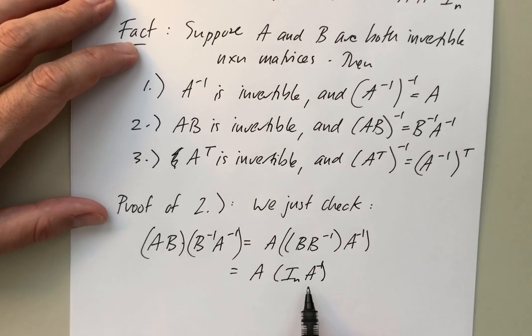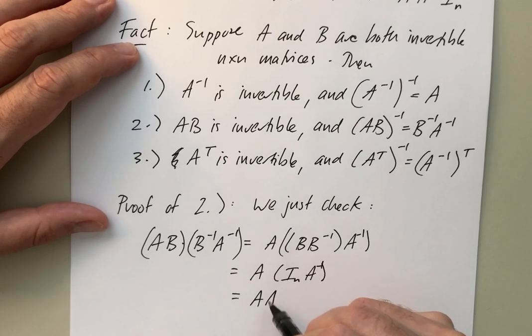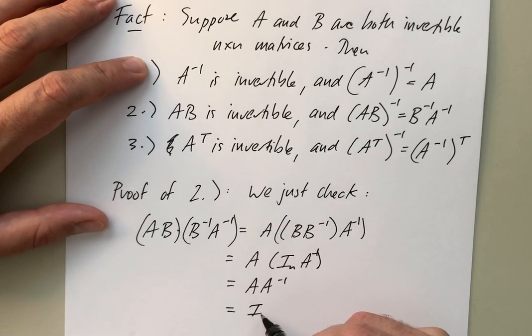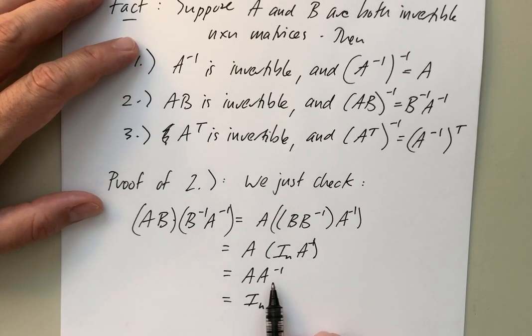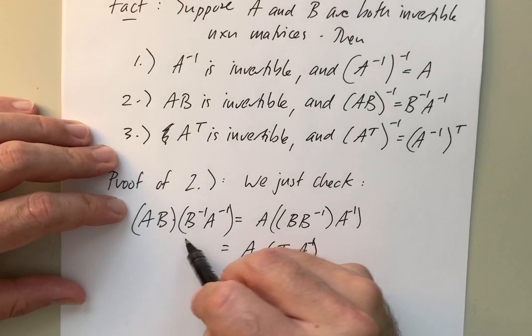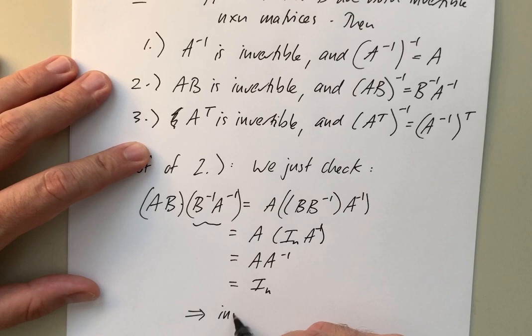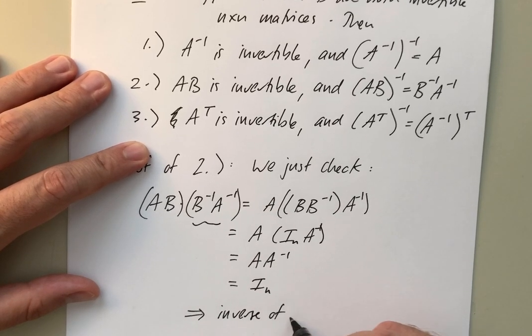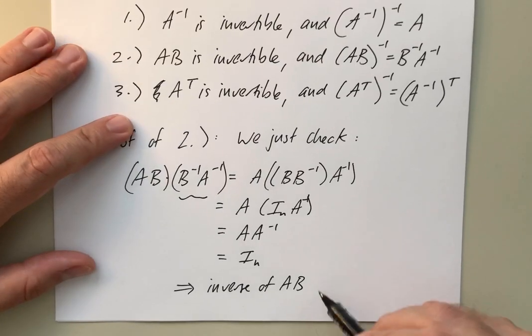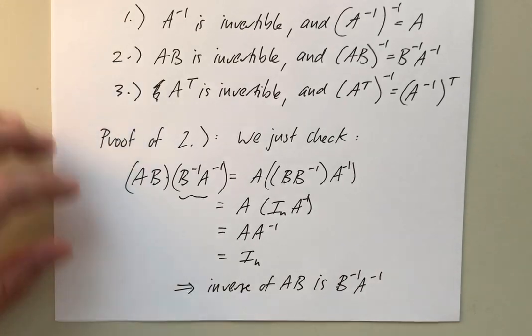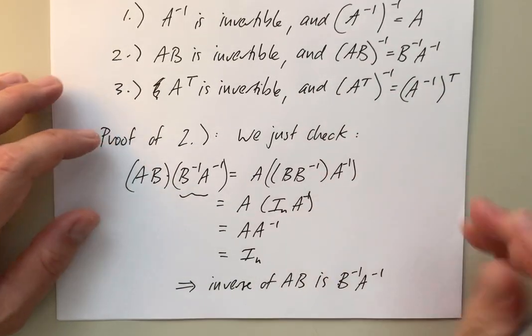What's the identity times A inverse? That's just A inverse, because we know that identity times anything is what you had. And then this is the identity because it's A times its inverse. So indeed, this implies the inverse of AB is what we claimed, it's B inverse A inverse. Okay, so again, that's the proof of that.